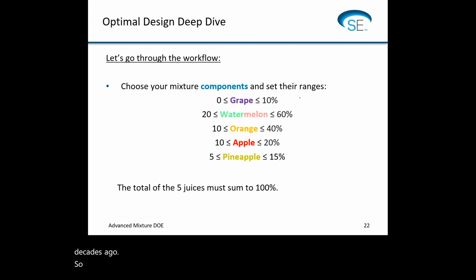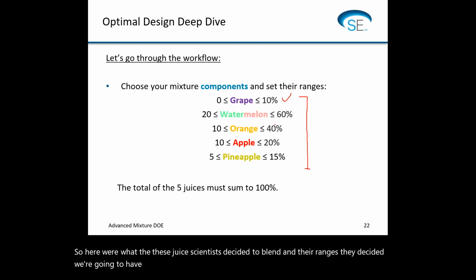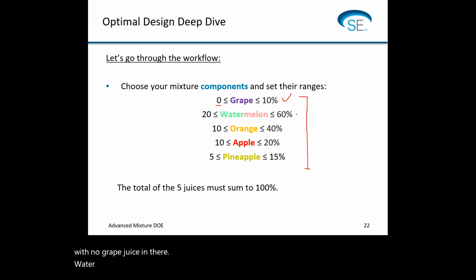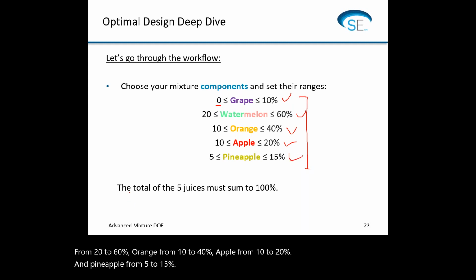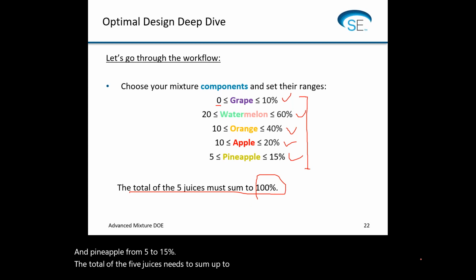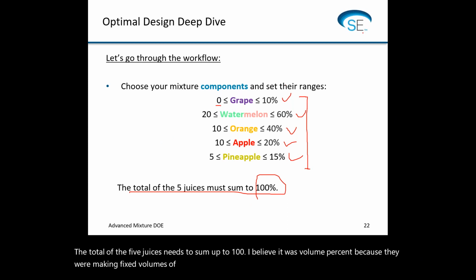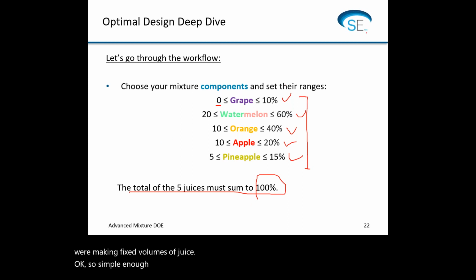So here is what these juice scientists decided to blend and the ranges. They decided grape would go from 0 to 10%. Notice 0 is a lower bound, so there could be blends with no grape juice in them. Watermelon from 20 to 60%, orange from 10 to 40%, apple from 10 to 20%, and pineapple from 5 to 15%. The total of the 5 juices needs to sum up to 100, I believe it was volume percent, because they were making fixed volumes of juice. Okay, so simple enough, hopefully.